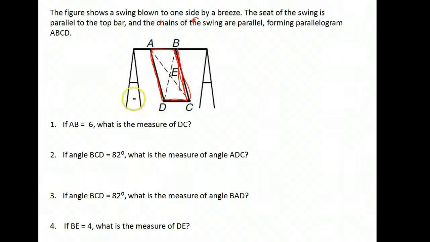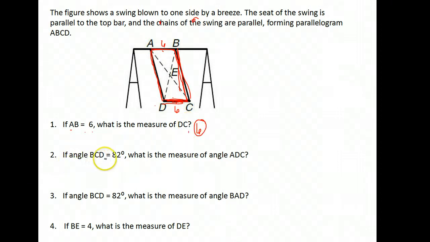All right, and with that parallelogram we have some questions. If AB is 6, so the line from A to B is 6, what's the measure of DC? Well, our properties of parallelograms, these are opposite sides. They're across the parallelogram from each other. Our properties tell us opposite sides are congruent. So if AB is 6, DC would also be 6.